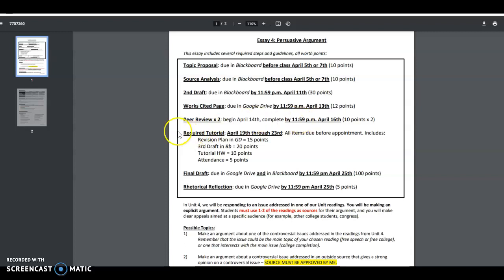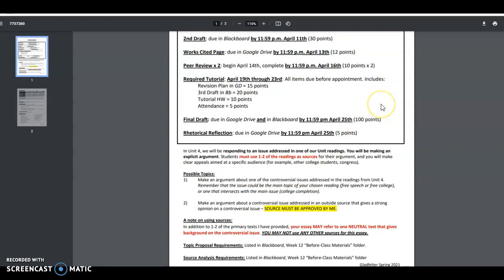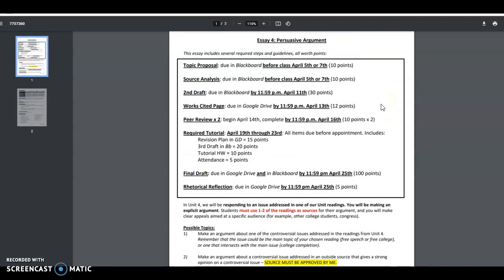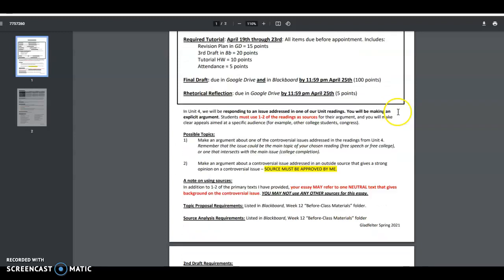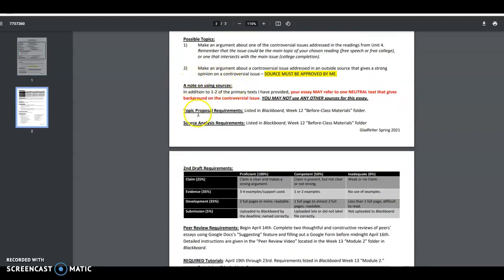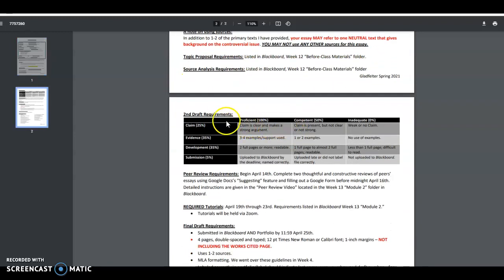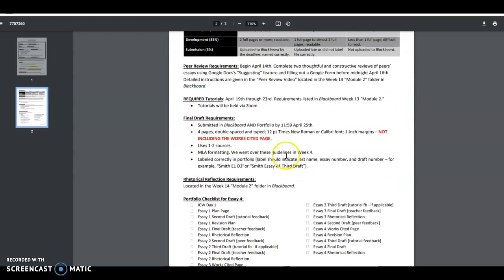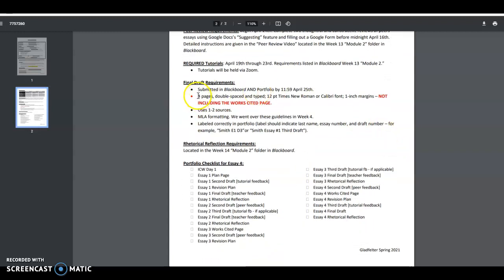Tutorials are required for everybody this time. I've done conditional the last 2 times, and I'm taking all of 1 week to do that. So that's another reason that we're having a 4-week unit. Final drafts are due the 25th. Again, all these steps are pretty straightforward in terms of what we've done before. As always, I put details about either the assignment itself or where to get more details about it. This essay should be 4 pages, not including the works cited page.